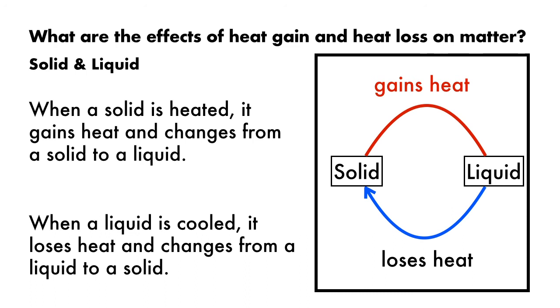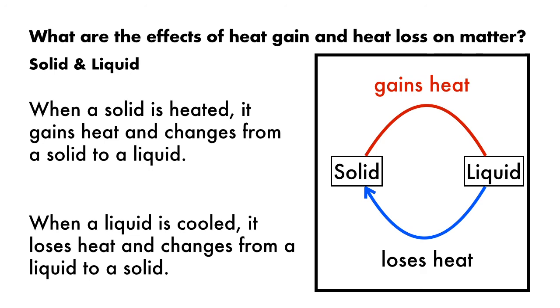What are the effects of heat gain or heat loss on matter like solid, liquid? When a solid, remember what a solid is, like ice is a solid, like this table is a solid, is heated, it gains heat. What happens when it gains heat? When it reaches a certain temperature, it changes from a solid to a liquid. Like ice melts to become liquid water. But later we talk about freezing, okay?